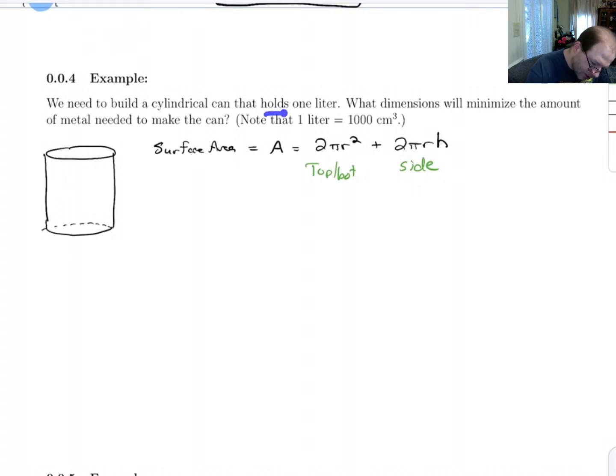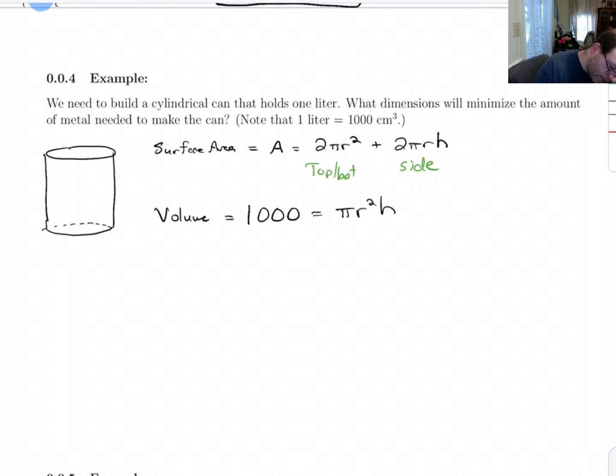So this right here says that it needs to hold 1 liter. So we can use that to get rid of r or h. So the volume is 1 liter, so that's 1,000 cubic centimeters. And the volume of this thing is pi r squared h. You get that from the base is pi r squared, and then the height of the thing is h. So pi r squared h gives you the volume.